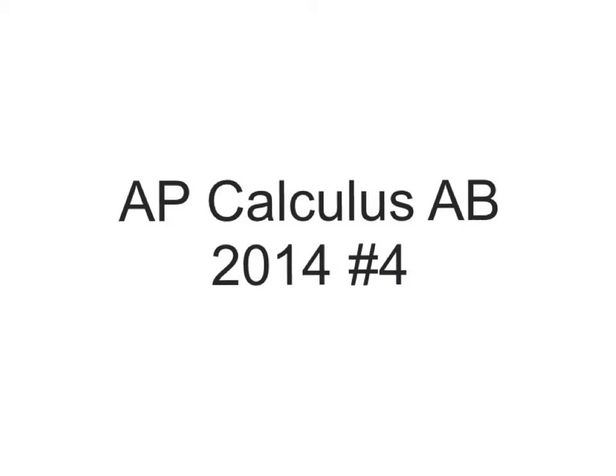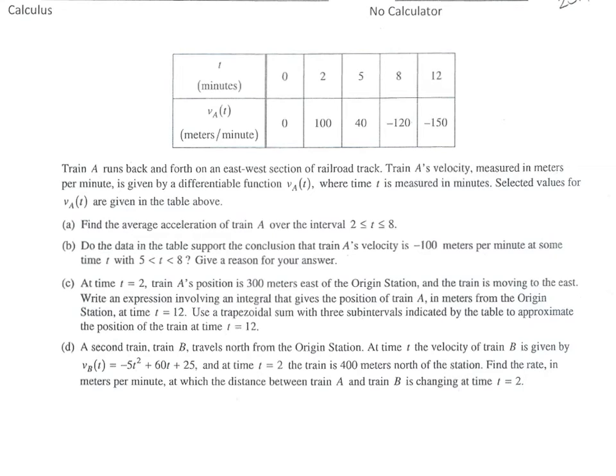This is the solution to number 4 on the 2014 exam. So we are given that train A runs east-west, and we've got the velocity in meters per minute given by this function, and it looks like we've got certain values for that function here. And for part A, we're looking for the average acceleration from 2 to 8.